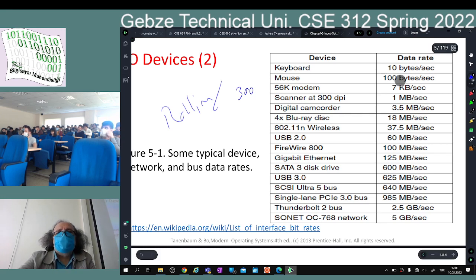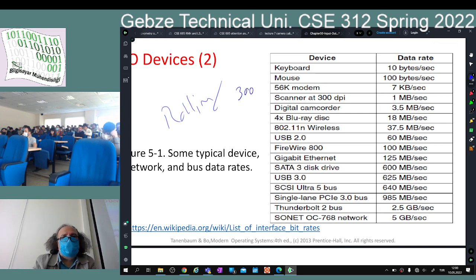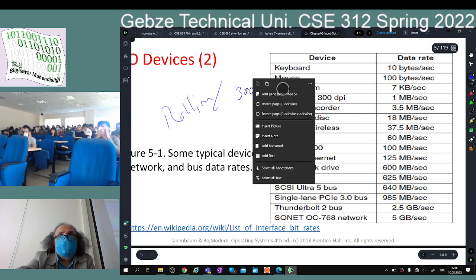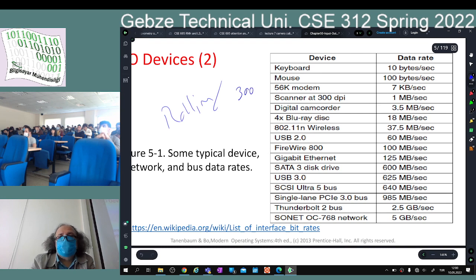Back to keyboard, 10 bytes per second is enough. For the mouse, again, 10 bytes per second, because when you scroll the mouse, it gives you some very fast updates. And this is our modems. Maybe you never heard of them. 56K modems are used for communication over the phone lines. They are very, very slow. But I mean, this used to be in the 1990s. This used to be blazing fast, lightning fast. Okay, scanners and digital camcorders and so on. And this one talks about USB 3.0, but you have much faster USB interfaces right now.